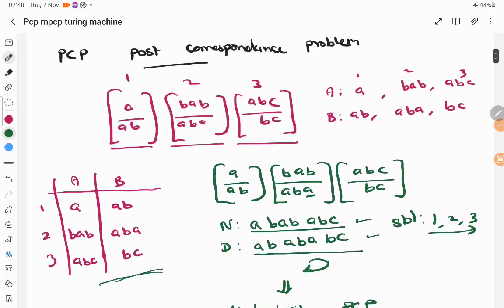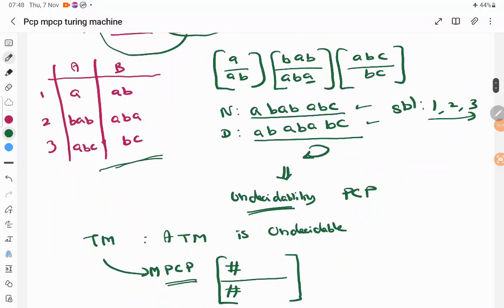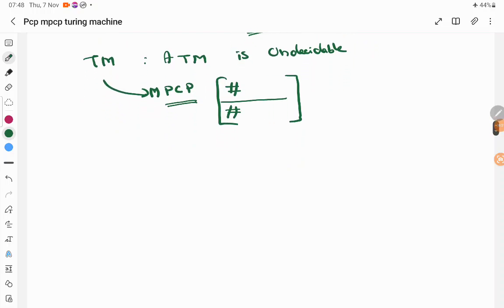PCP is something where we can have any combination of dominoes. There is no rule that the first domino you take should have a matching element. Sometimes it matches, sometimes it doesn't. We can have that as a first domino too. It is also allowed. But the modified version of PCP says that the starting domino should be a matching domino.